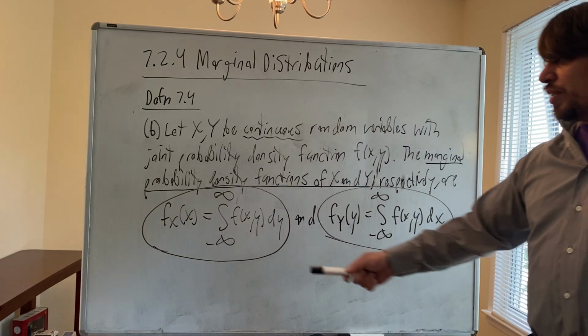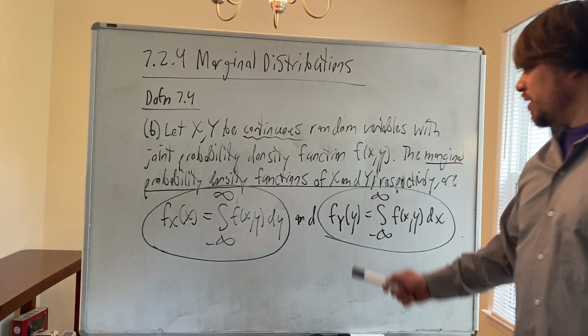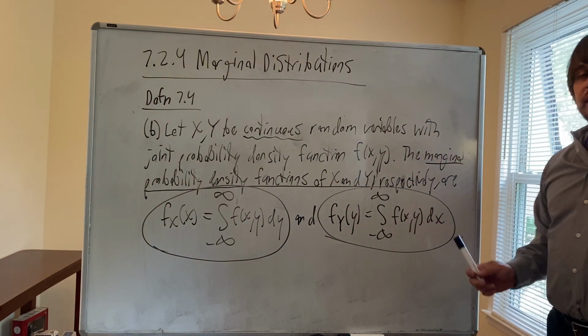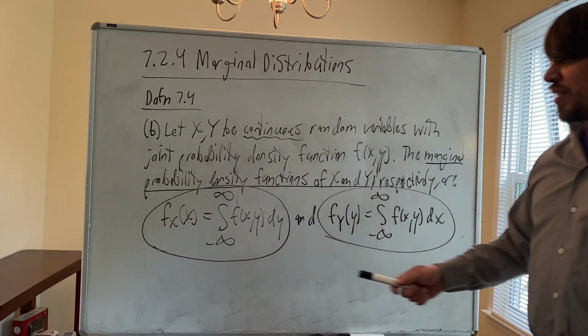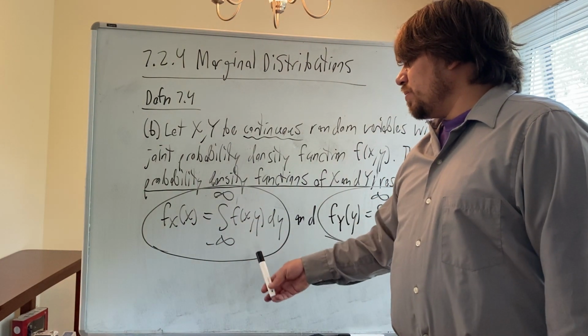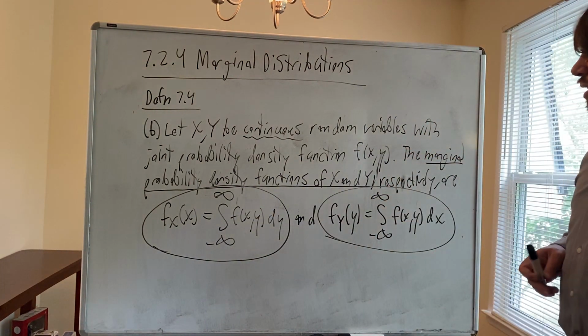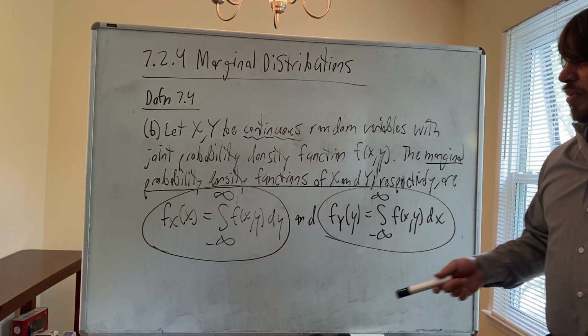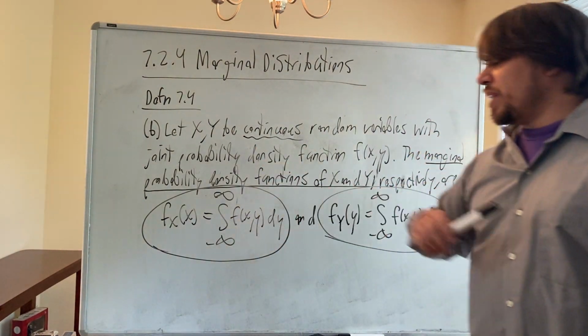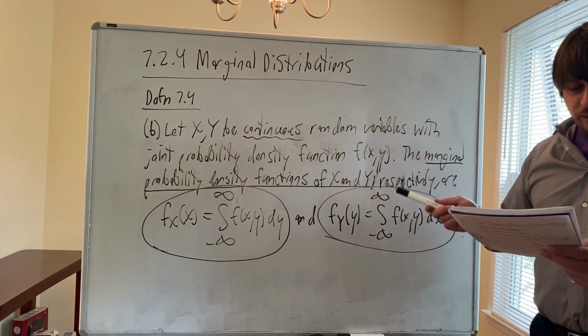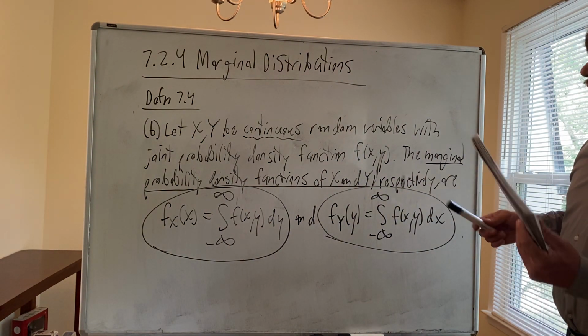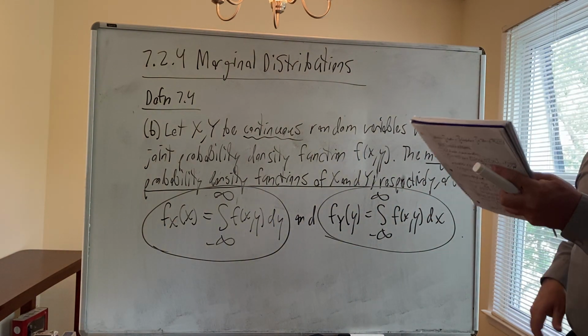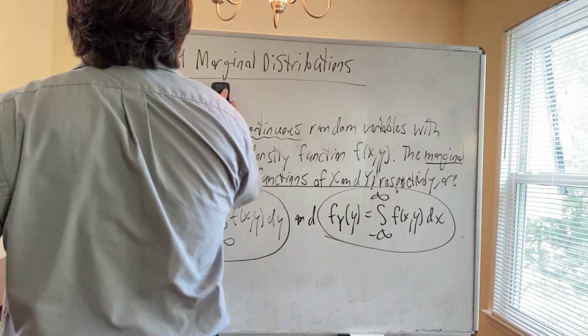Okay. For this, you have to integrate over Y for X, and to find Y, you have to integrate with respect to X. In a sense, this is like summing up the values of little f. Before, you had to use a summation, but for continuous, you sum up by taking an integral, by calculating an integral. Okay, and so that's part B of definition 7.4.